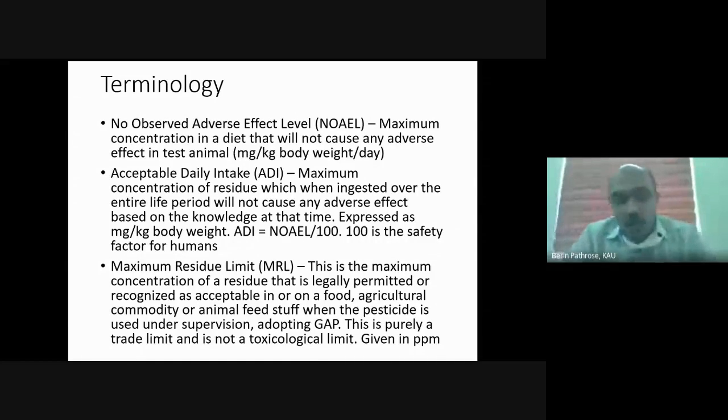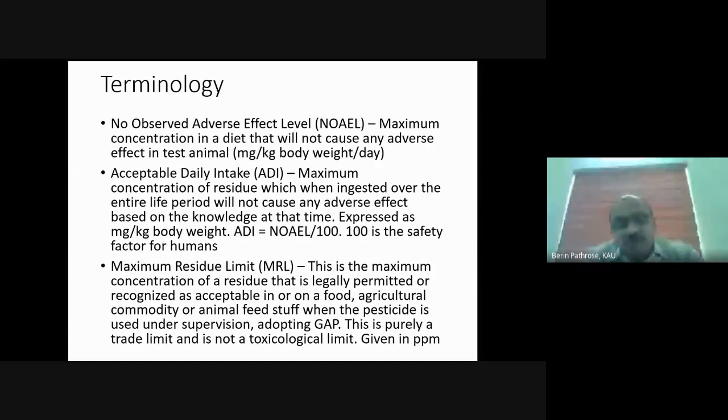So what we will do is we will apply a safety factor. We can't check it on human beings. Just like we took 10 rabbits, we can't take 10 human beings and provide them with 10 different doses of pesticide daily in their diet.